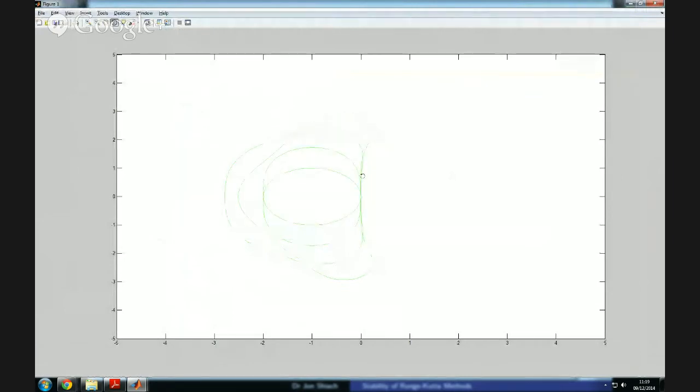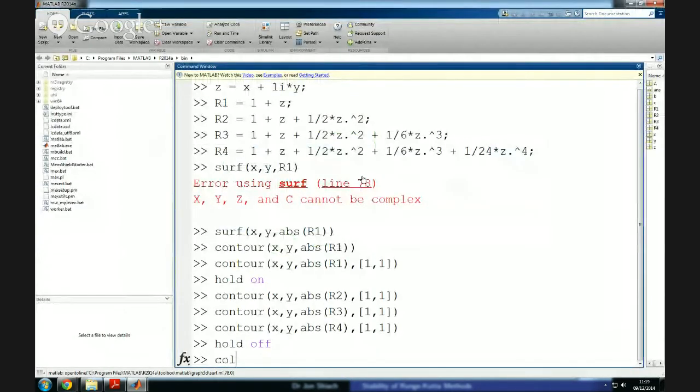I've done them in snazzy green, which is probably the worst color I could have done them in. Let's see if I can just change that.